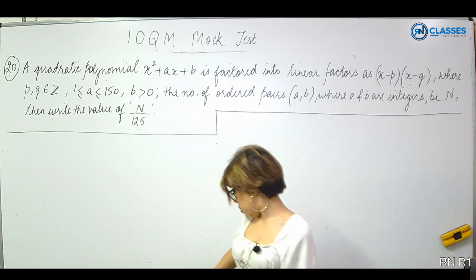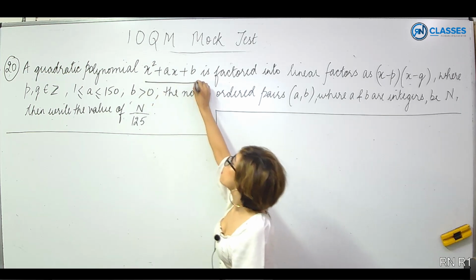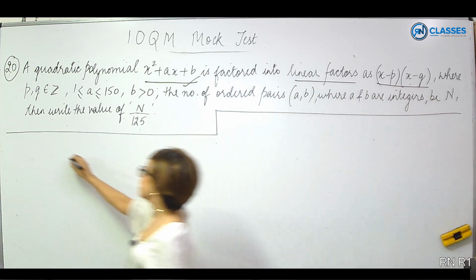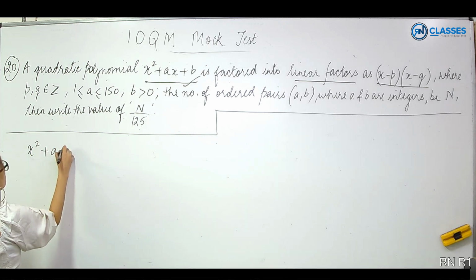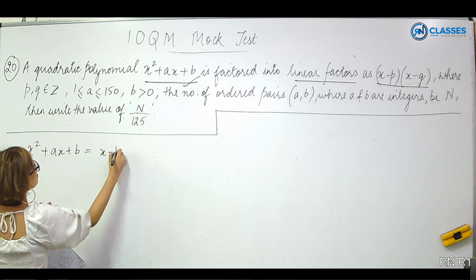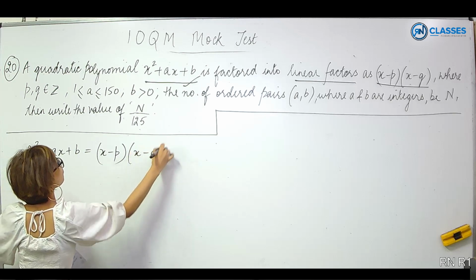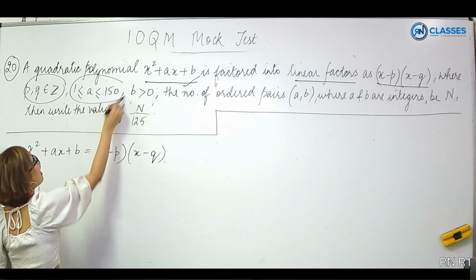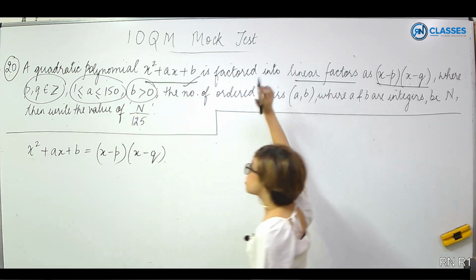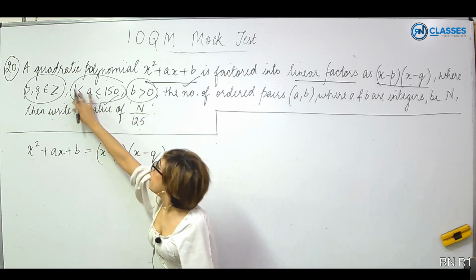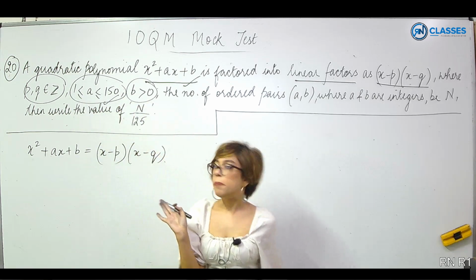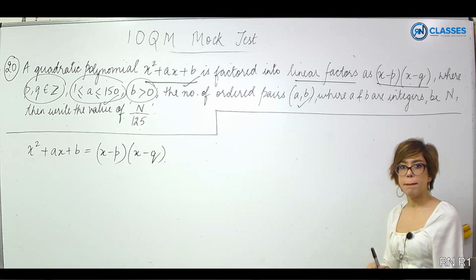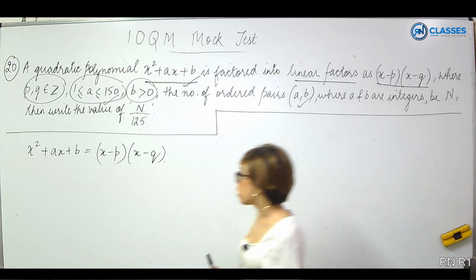Now he says a quadratic polynomial x square plus ax plus b is factored into linear factors. Right? So let me write this as x square plus ax plus b, that is equal to (x minus p) into (x minus q). Where obviously p and q are integers and a and b are also integers given to us. And a lies between 1 and 150 and b is a positive quantity. Right? You need to find the number of ordered pairs a comma b.